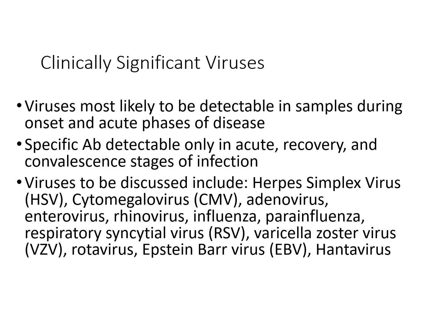Viruses are most likely to be detectable in patient samples during the onset and acute phases of the disease when viral replication is at its peak. In contrast, specific antibodies against the virus become detectable only during the acute, recovery, and convalescent stages of infection as the immune response develops. The viruses covered include herpes simplex virus, cytomegalovirus, adenovirus, enterovirus, rhinovirus, influenza viruses, parainfluenza viruses, respiratory syncytial virus, varicella-zoster virus, rotavirus, Epstein-Barr virus, and last but not least, hantavirus.